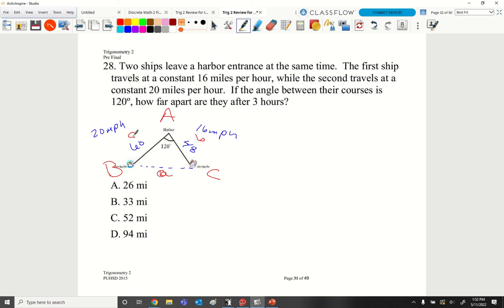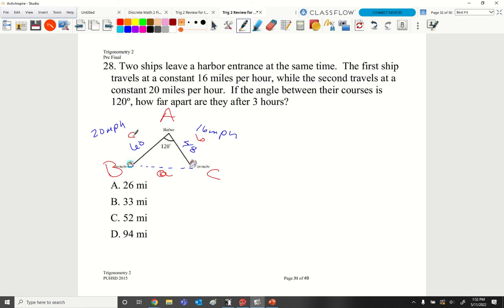Do I have a pair? No. I don't have a pair, do I? Absolutely. And I can't get a pair. So it's going to be law of cosine. And law of cosine means I have to solve for what side first? Little a. Has to be little a.